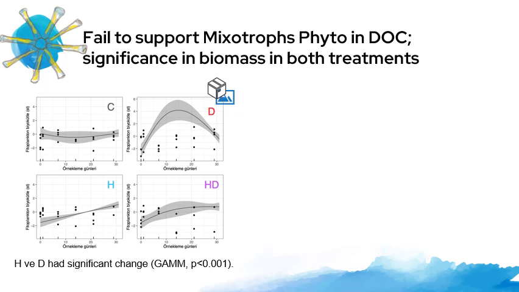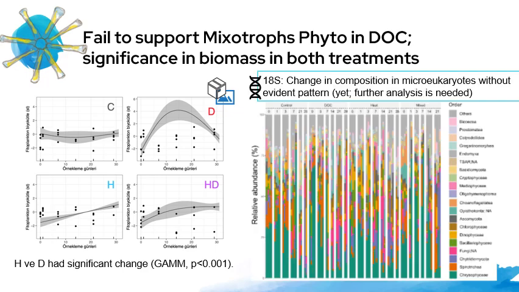Phytoplankton results suggest that there was a significant change in both treatments. However, although there was a change in composition for all microeukaryotes, there is not an evident pattern yet to be found for the mixotroph classes of phytoplankton. For that, we will keep further analysis.